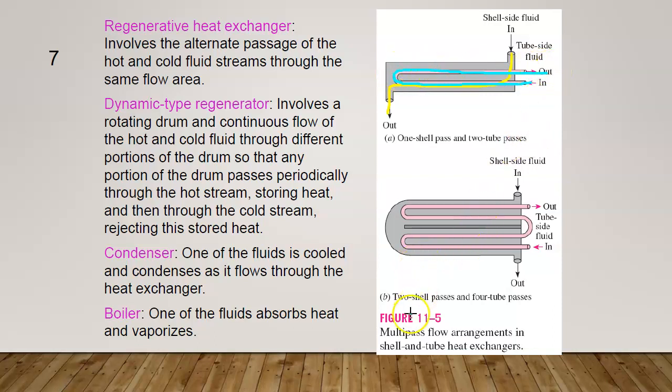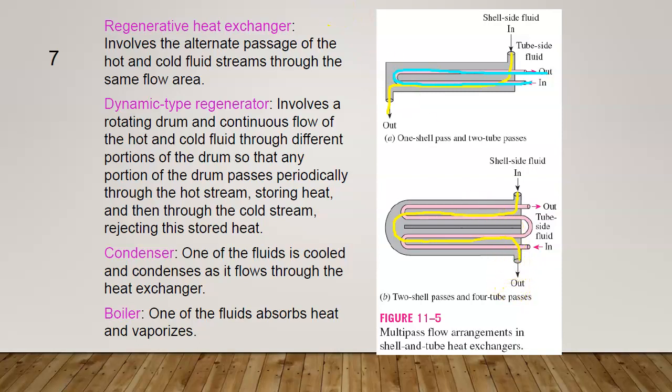Okay, another one we have two shell passes and four tube passes. So for the shell, these are the first one, the fluid coming in. The fluid could be water or refrigerant, for example. And this one is the second pass. Go first towards the left and second towards the right and coming out.